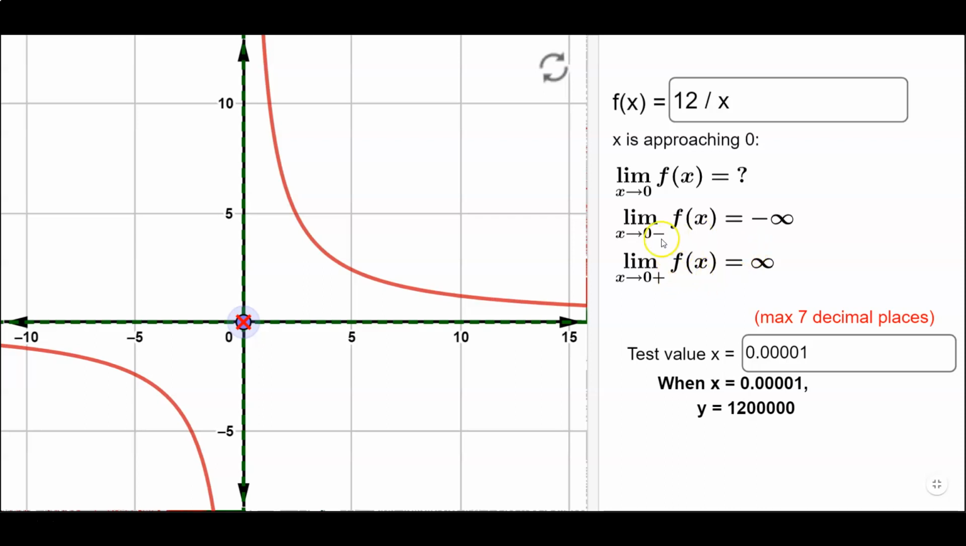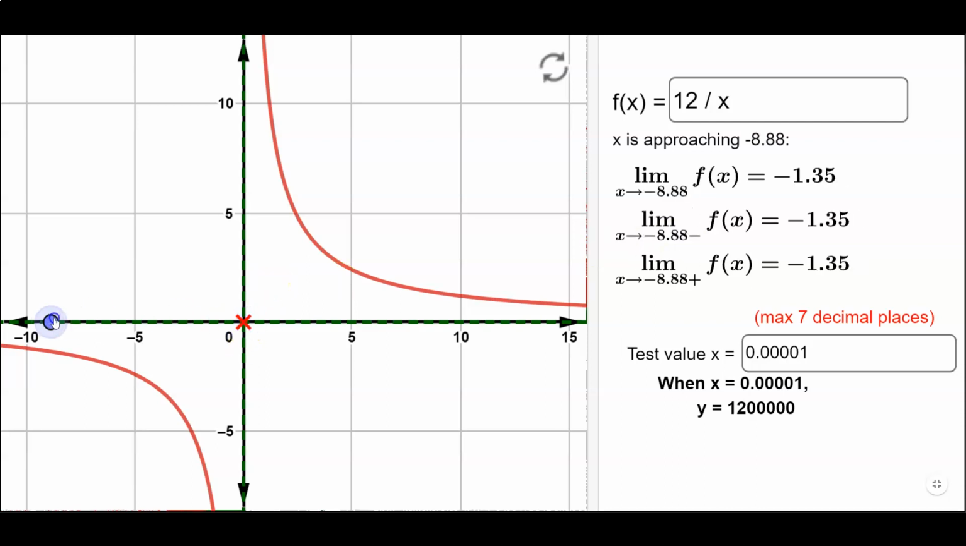Now, what do you think this one means? The one right above it. What do you mean negative?